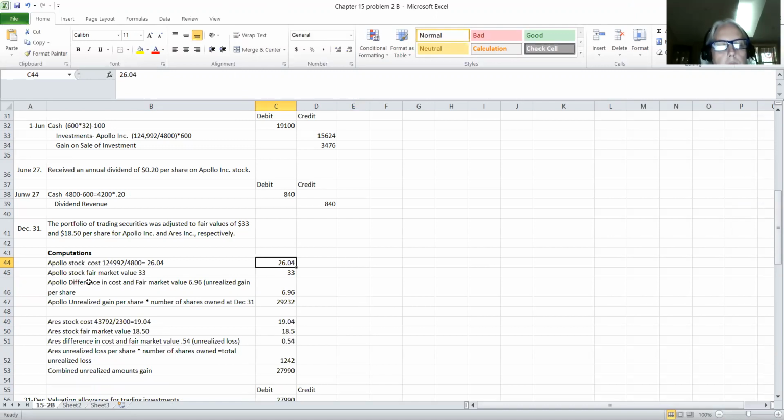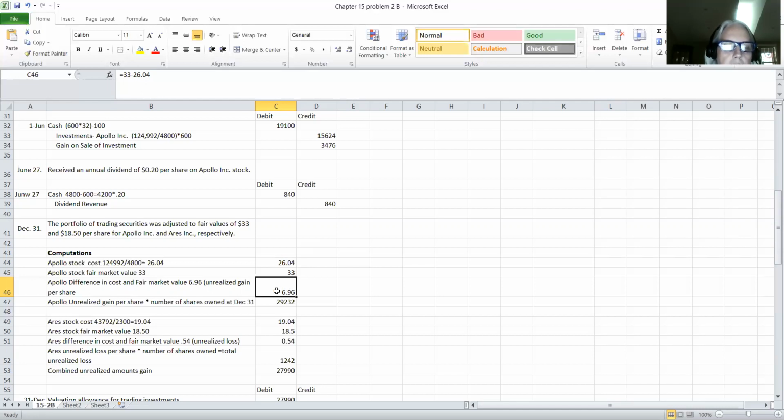The Apollo stock's fair market value at the balance sheet date was given to us in the December 31st transaction. The fair market value has actually risen above what it cost us. So there's a difference between the fair market value and the cost, and that difference is $6.96. It's a gain in this situation because the fair market value of Apollo stock was more than what we purchased it for at the balance sheet date.